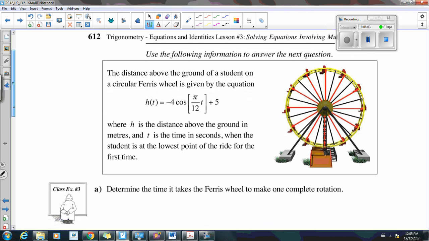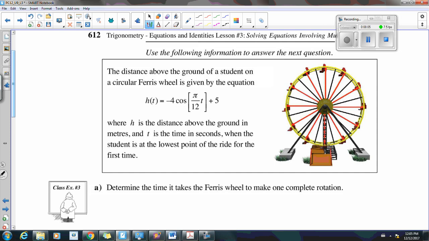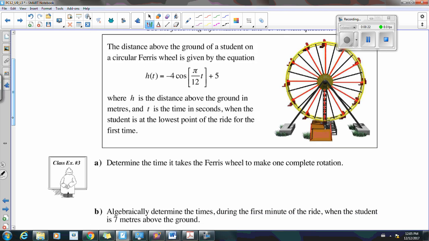The distance above the ground of a student on a circular Ferris wheel is given by the equation h of t equals -4 cos pi over 12t plus 5, where h is the distance above the ground in meters and t is the time in seconds when the student is at the lowest point on the ride for the first time. So determine the time it takes the Ferris wheel to make one complete rotation. Well, this is really just saying what is the period of this cosine function.